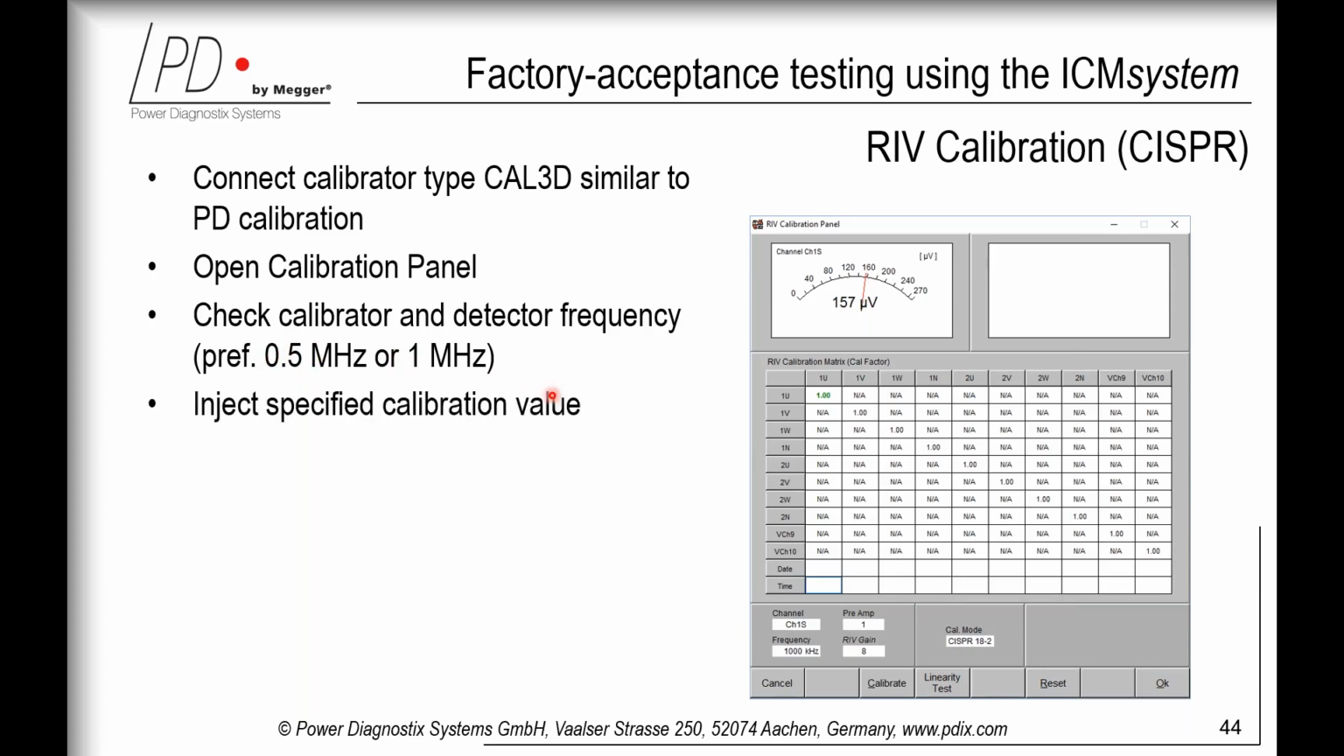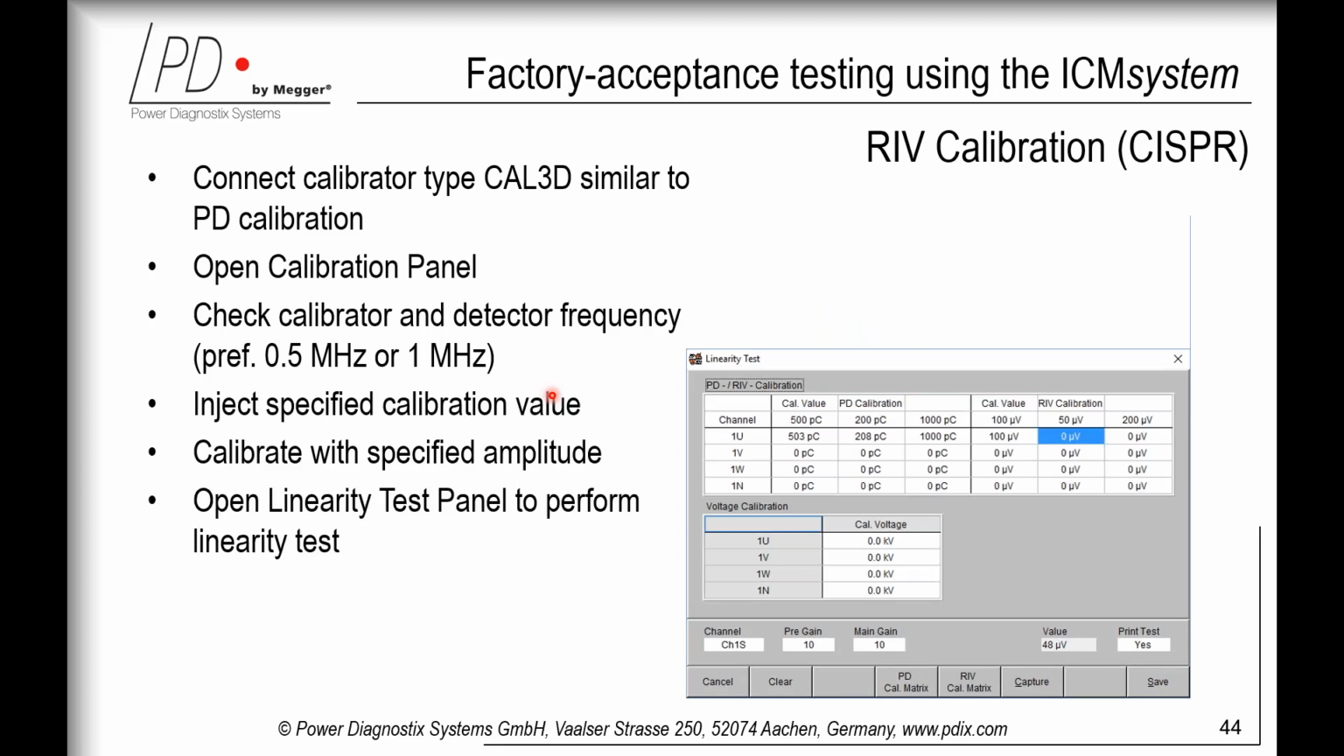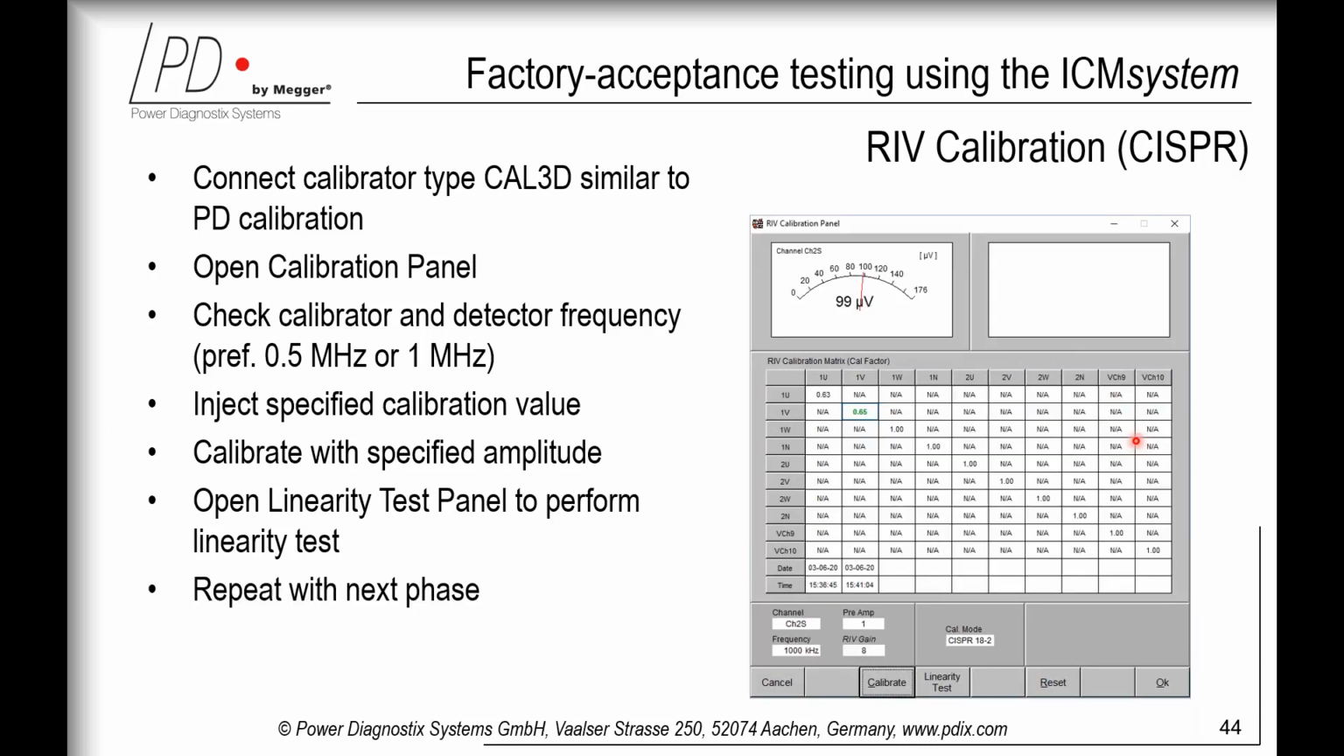Again, we inject the specified calibration value. Now we calibrate with the amplitude. We open the linearity test panel. Here we do the same linearity test as with the PD measurement. So first the verification of the calibration, then half of the calibration value, and then double. And then we repeat with the next phase.